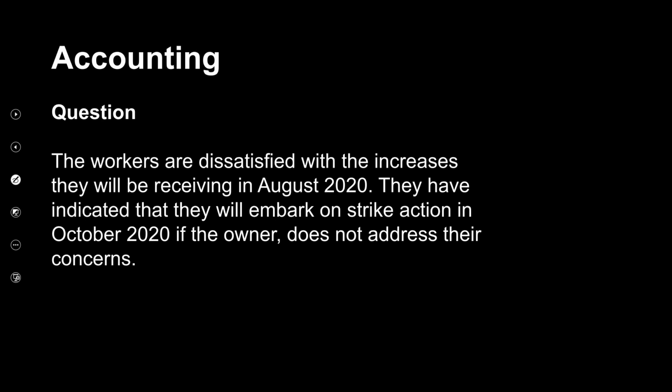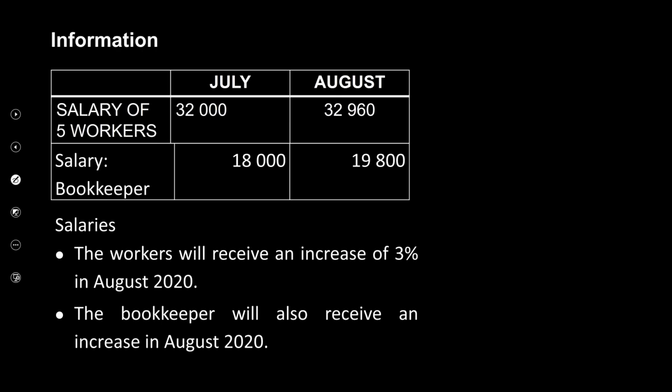The workers are dissatisfied with the increase that they will be receiving in August 2020. They've indicated that they will embark on strike action in October 2020 if the owner does not address their concerns. What is their concern? Let's look at the concern. Again, remember the salary of the workers. We've already calculated it in a previous component of the question where we found that their new salary was 32,960, which was an increase of 3%.